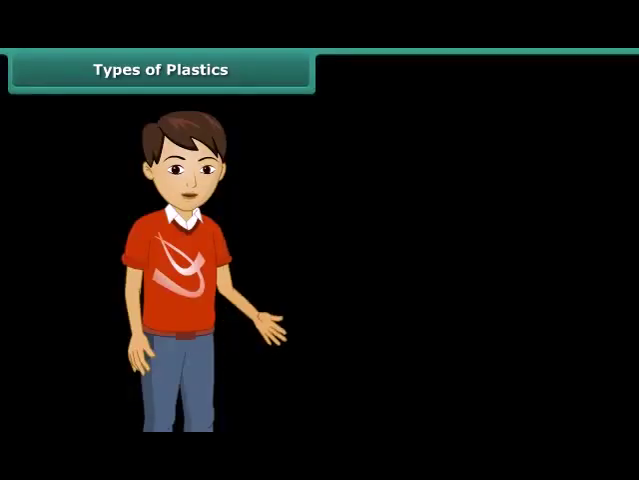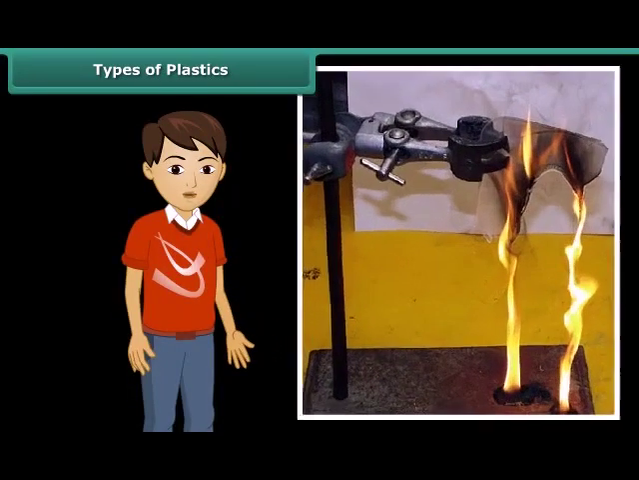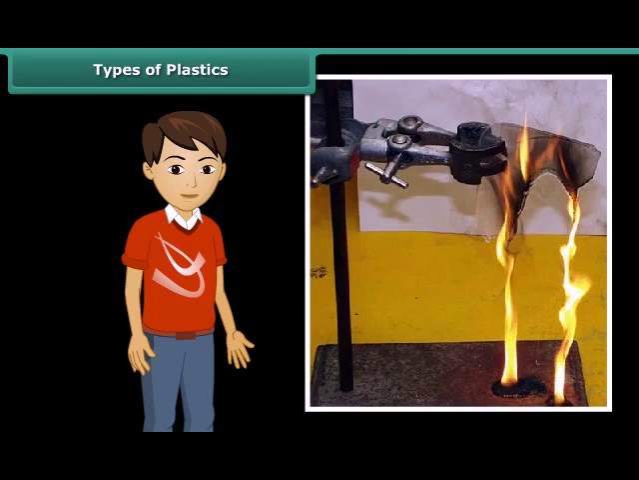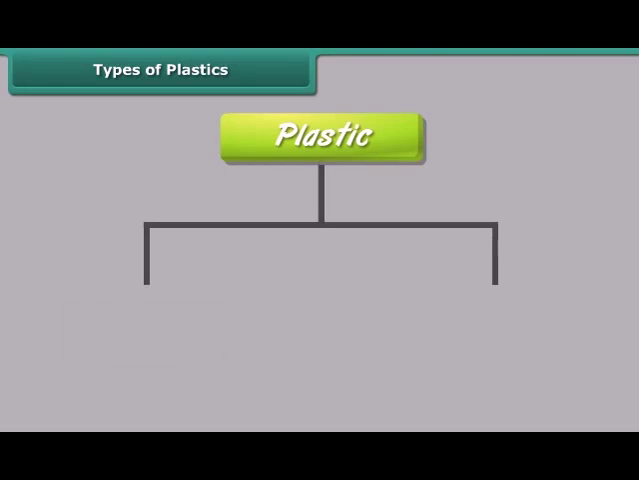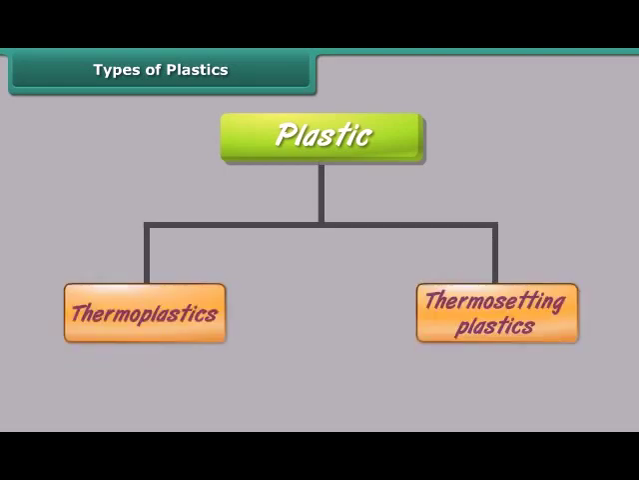Have you ever observed what happens when a polythene bag is burnt? Yes, it melts and you can see its droplets falling off apart from the noxious smell it produces. Do all plastics melt upon burning? Let us find out. There are two types of plastics based on their reaction upon being heated. These are thermoplastics and thermosetting plastics.